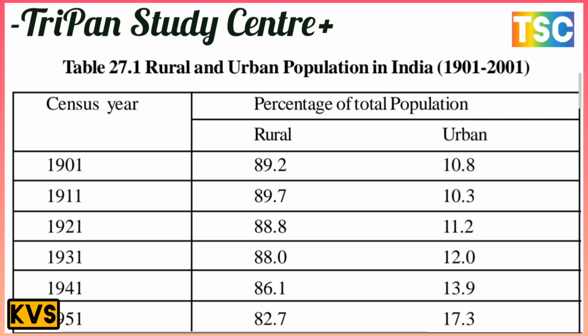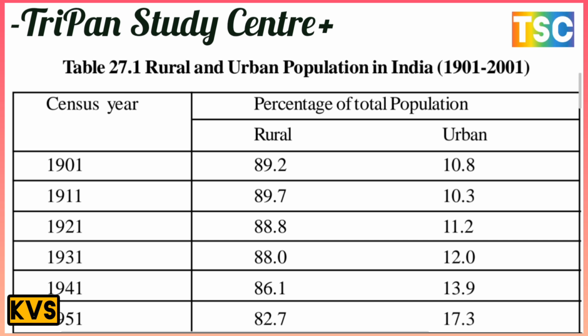The important part here is a box, the table of rural and urban population in India from 1901 to 2001. In 1901, rural was 89.2 but urban was only 10.8. In 1911, rural was 89.7 and urban 10.3. The same condition continues, but by 1941 rural is 86.1 and urban 13.9, increasing, and suddenly in 1951, rural is 82.7 and urban 17.3.